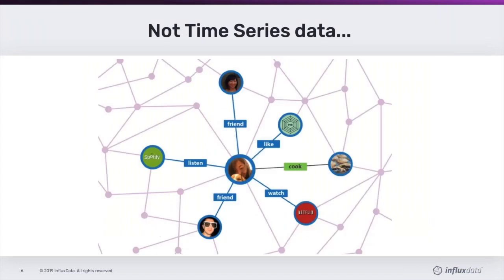This is a look at your more relational database model here. We've got information about this person here in the center. We can tell that she listens to Spotify. We can see who her friends are. She likes Facebook, she cooks, she watches Netflix. We're getting a lot of information about her, but absolutely none of this is related to time.